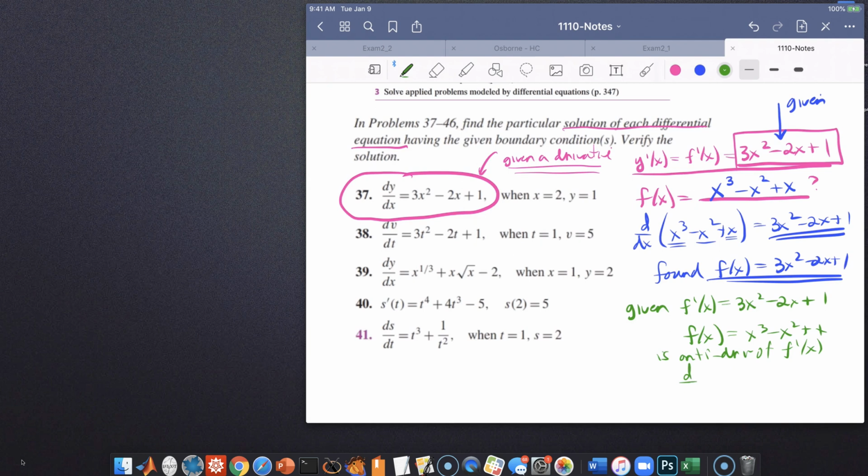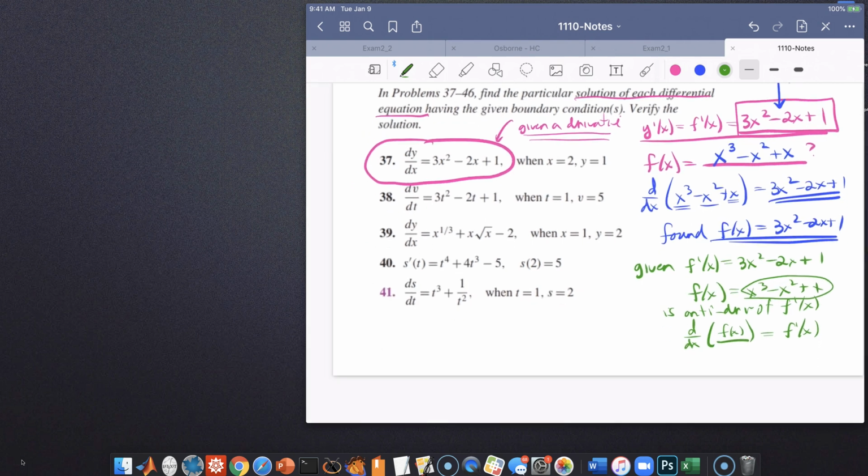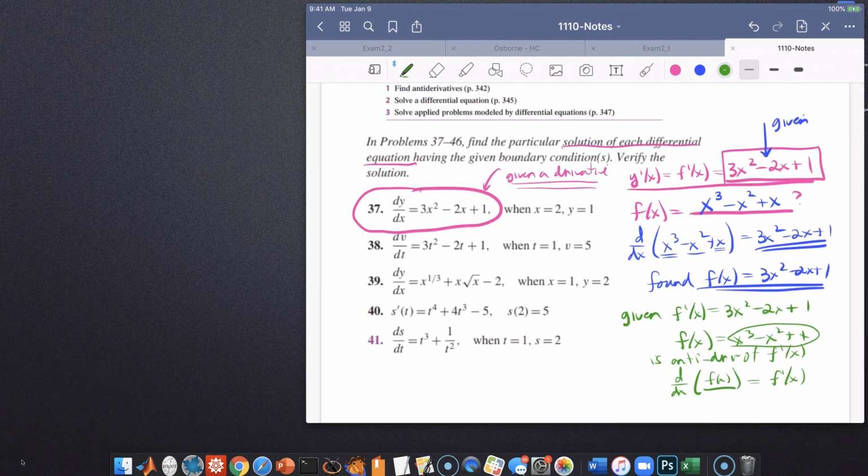Because we have figured out what function we could take the derivative of to get f prime of x, and that is this function here. So that's one of the notations. We could also say that the antiderivative of the derivative function is the function f of x. Okay? This was the alternate notation we had.